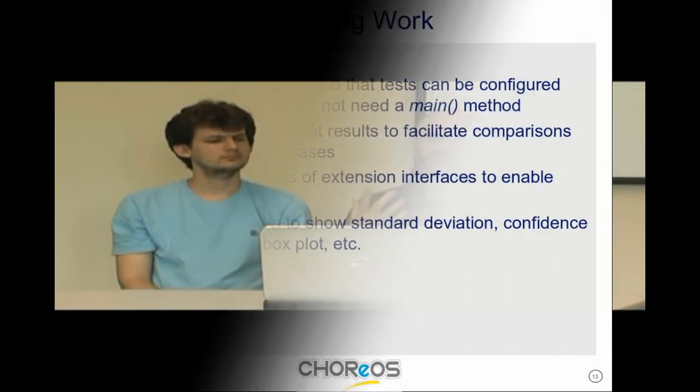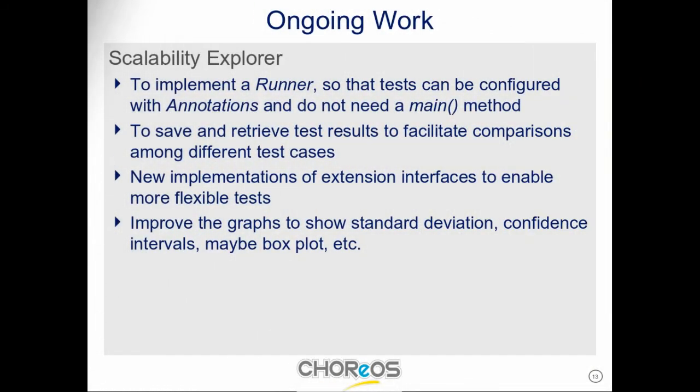So this was our demo of the execution, and now we are improving this Scalability Explorer. The code is already available, but we want to do something more to improve it. First, we want to implement a runner so that the test can be configured using Java annotations instead of requiring that main method. We believe that if we do that, it will be a little easier for the programmer to define the test, and it will give us a little more flexibility.